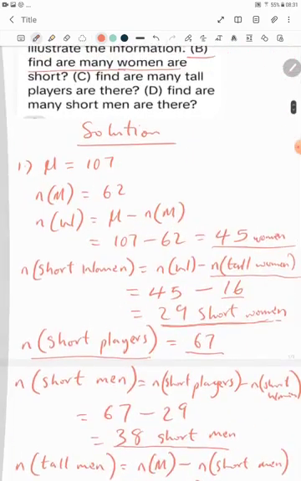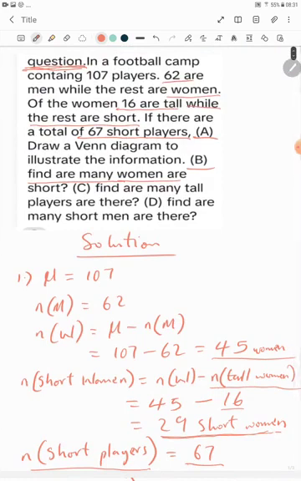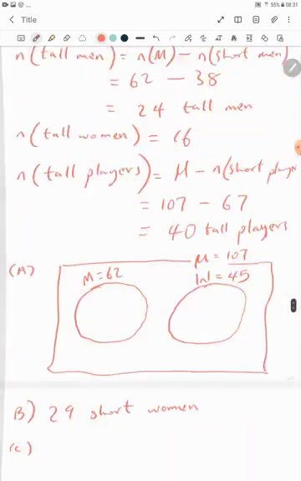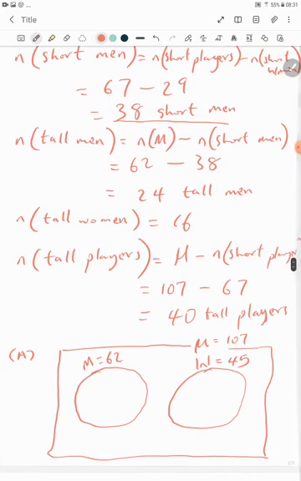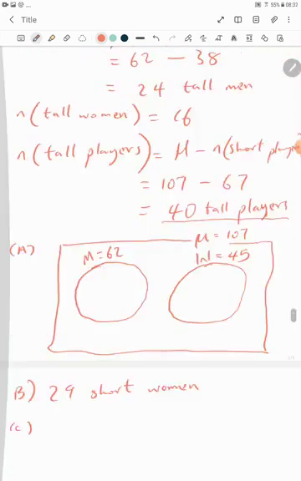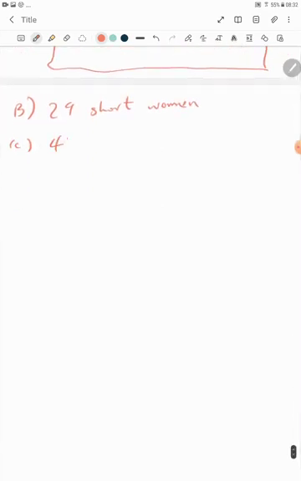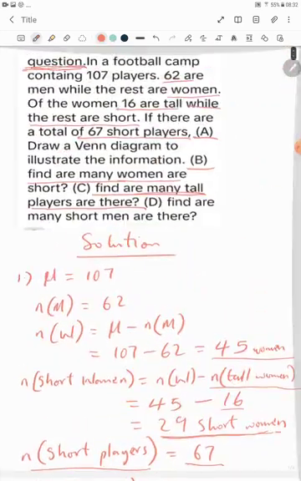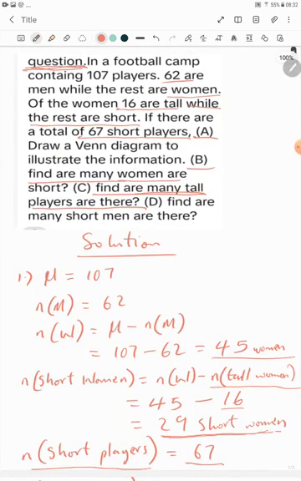Question C: find how many tall players there are. They are not saying men or women, so that's the total number of tall players. That's what they are asking us. We already found it here: 40 tall players. We have already done it in our analysis. So just say 40 tall players.